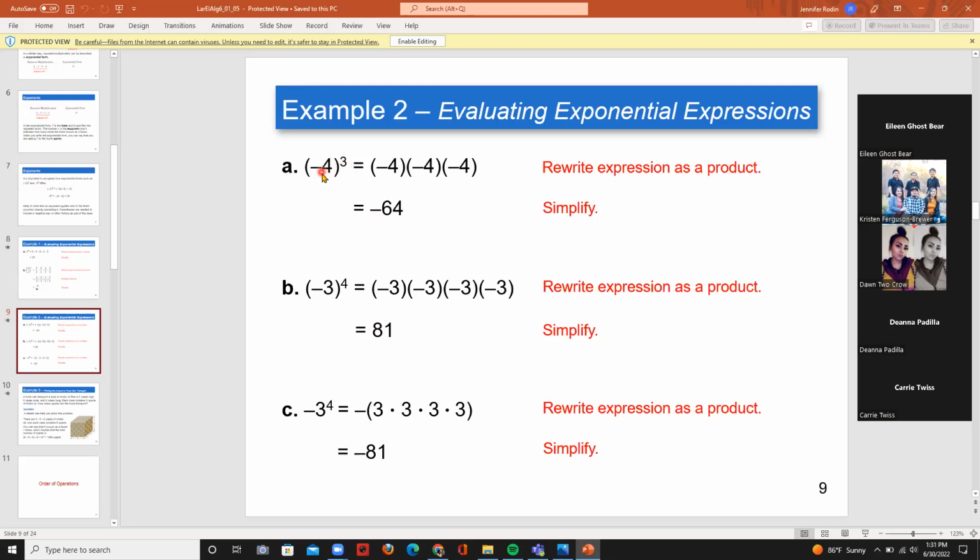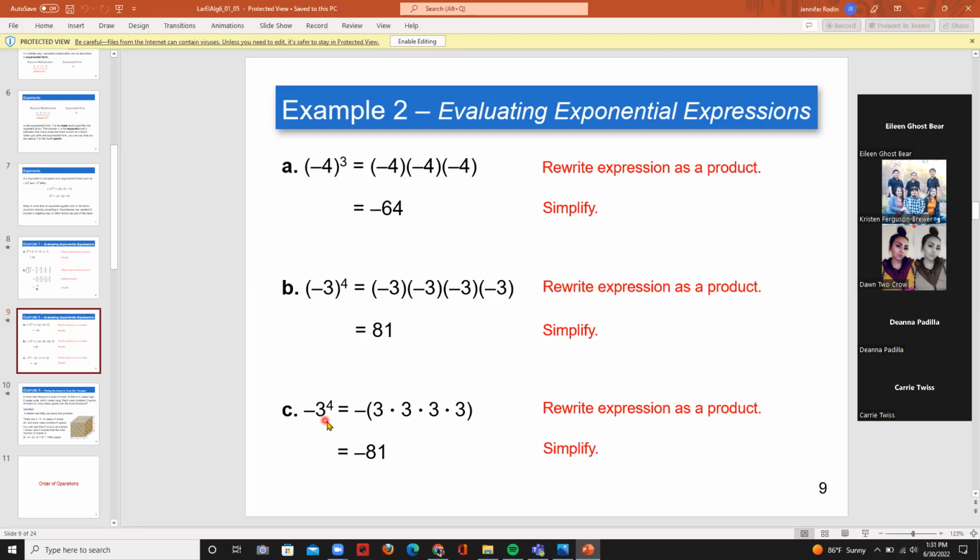If the base is negative and the power is odd, your answer would be negative if you had the parentheses there. And if the base is negative and the power is even, your answer will be positive.